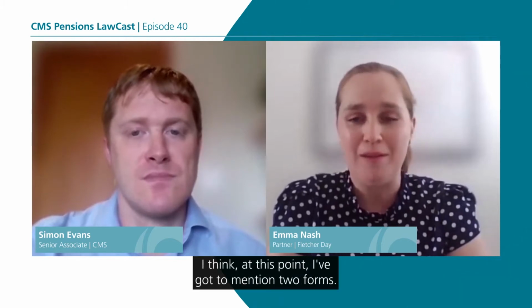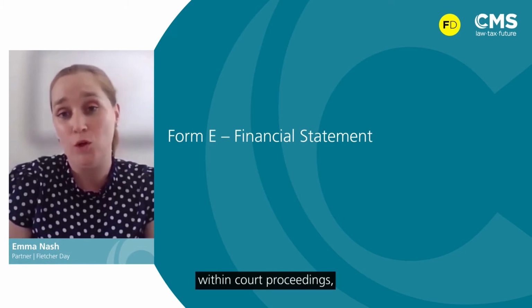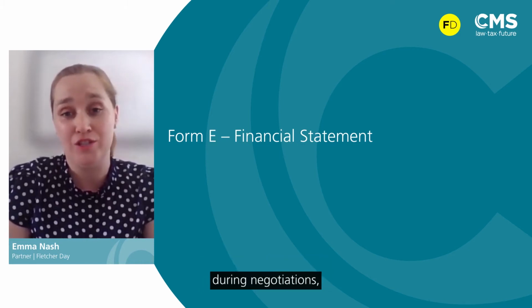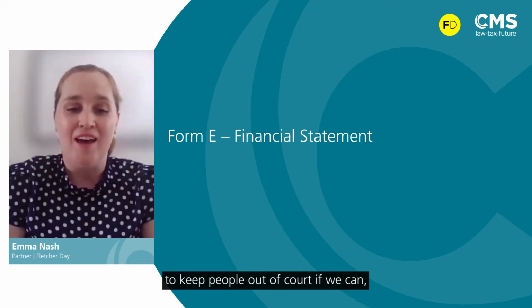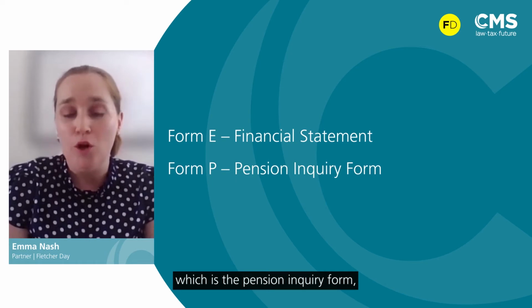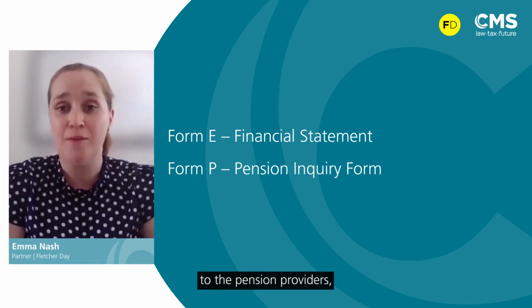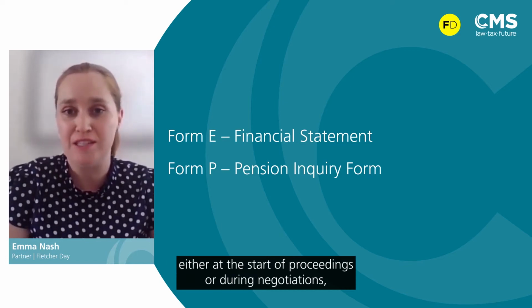I think at this point I've got to mention two forms. The first is a Form E, which is the financial statement that the parties are required to fill out within court proceedings, but it's actually used a lot on a voluntary basis during negotiations, because we're, as solicitors, quite keen to keep people out of court if we can. And the second form is the Form P, which is the pension inquiry form, which is the form that should be sent out to the pension providers, either at the start of proceedings or during negotiations.